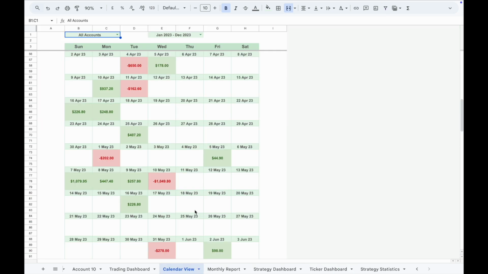You can also view the P&L for each strategy when trading a specific ticker via the bar chart on the right. Next, let's move on to the calendar view, where you can view the daily total P&L for a selected date range and an account. The calendar provides a quick overview of profitable and losing days.